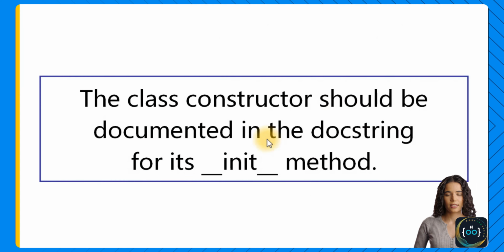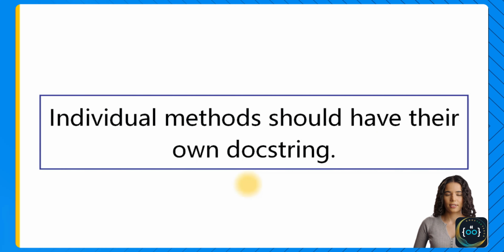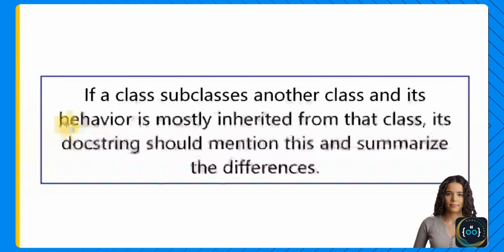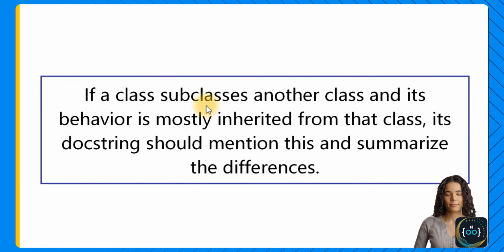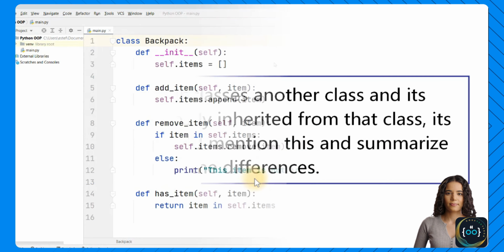Okay? So the key takeaways are that the class constructor should be documented in the docstring for its init method. Individual methods should all have their own docstring, particularly public methods. And finally, if a class subclasses another class and its behavior is mostly inherited from that class, its docstring should mention this and summarize the differences.